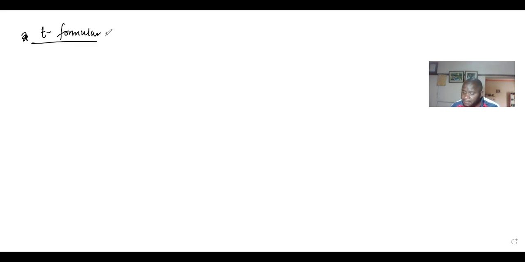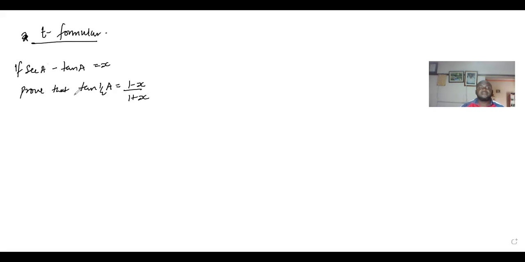People don't have any challenges. Okay, there's a number here. Let me start with this one. It says if sec A minus tan A is equal to x, prove that tan half A is equal to 1 minus x over 1 plus x. This is half angle.